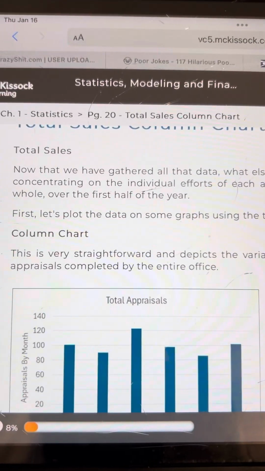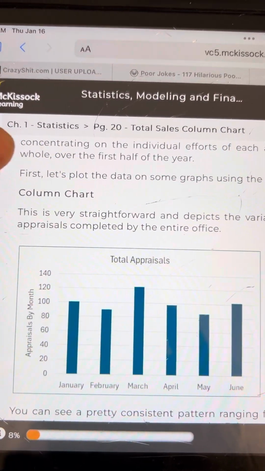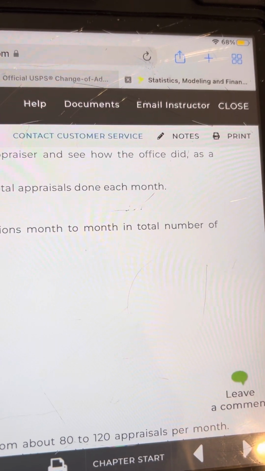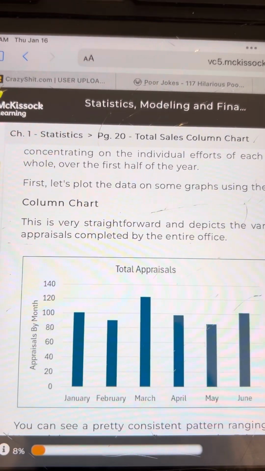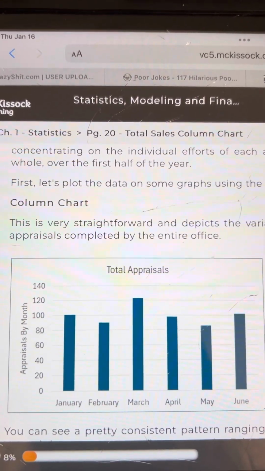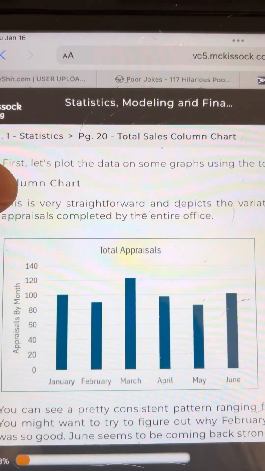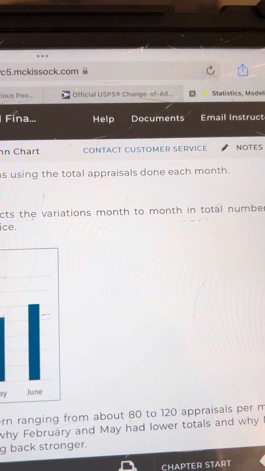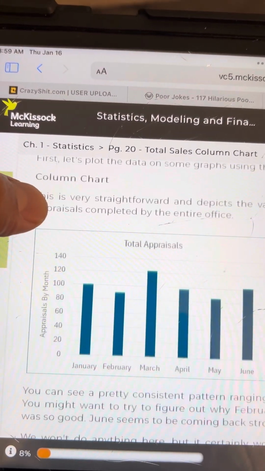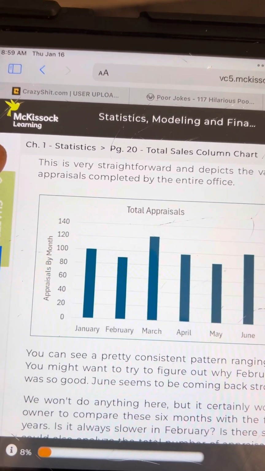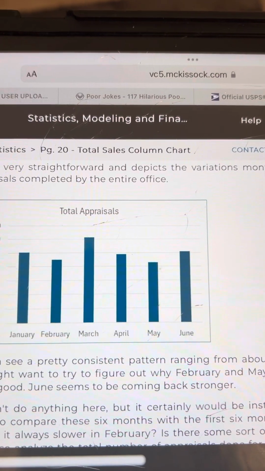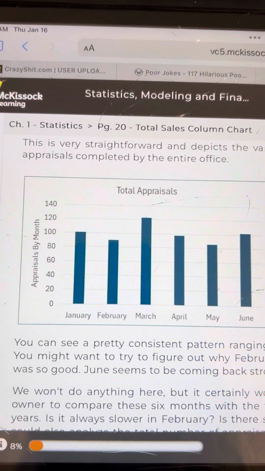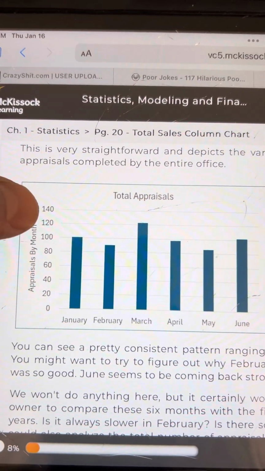Let's get away from concentrating on the individual efforts of each appraiser and see how the office did as a whole over the first half of the year. First, let's plot the data on some graphs using the total appraisals done each month. Column chart. This is very straightforward and depicts the variations month to month in total numbers of appraisals completed by the entire office.